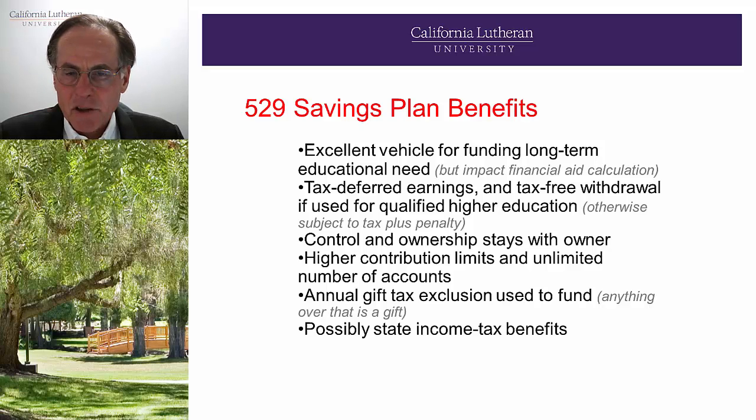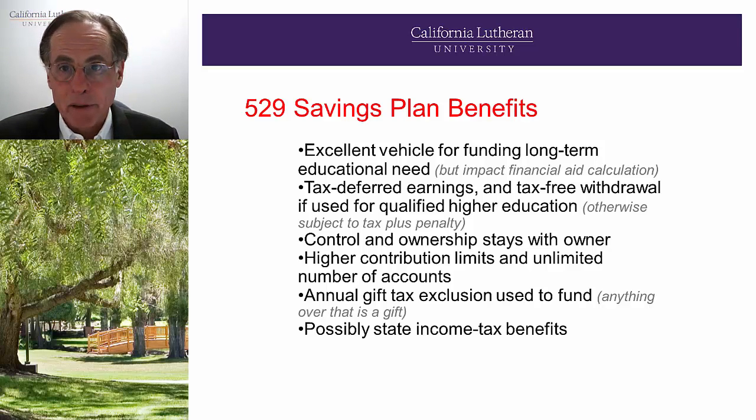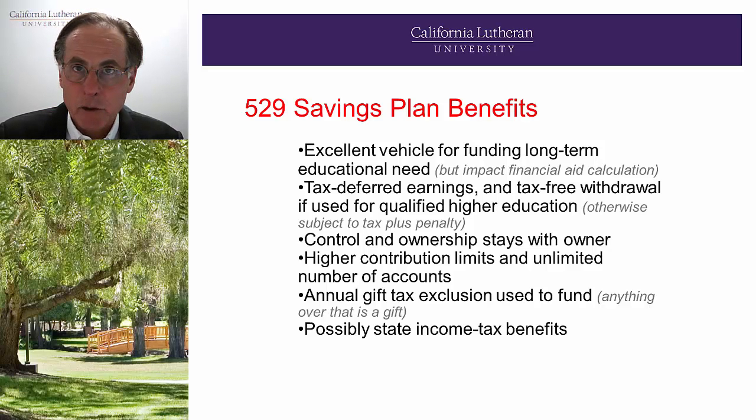There are numerous benefits to the plan, including interest, dividends, and capital gains, built up on a tax-deferred basis, and withdrawals will be tax-free if used for qualified higher education expenses. Assets are considered to be that of the owner, not the beneficiary, and that can help if the child plans on applying for financial aid. There's higher annual contribution limits, particularly when compared to the Coverdell. An unlimited number of accounts for the same beneficiary can be opened. Contributions to the 529 can be sheltered by gift tax by using the annual gift tax exclusion, and possibly there could be state income tax write-offs.